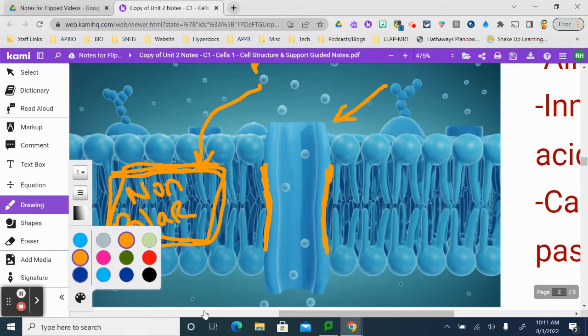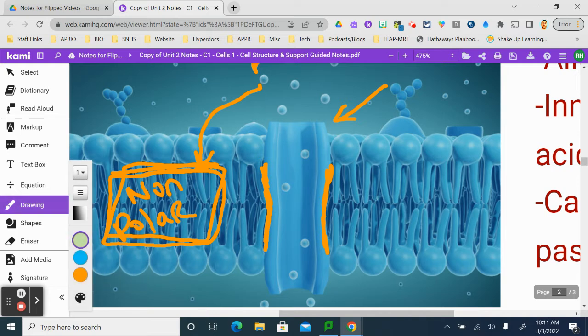Hopefully, you think to yourself and you come up with non-polar. Because remember, this area is interacting with the tails. So because these areas are interacting with the tails, this has to be an entirely long chain of non-polar amino acids as well, so that they can actually interact with the tails.